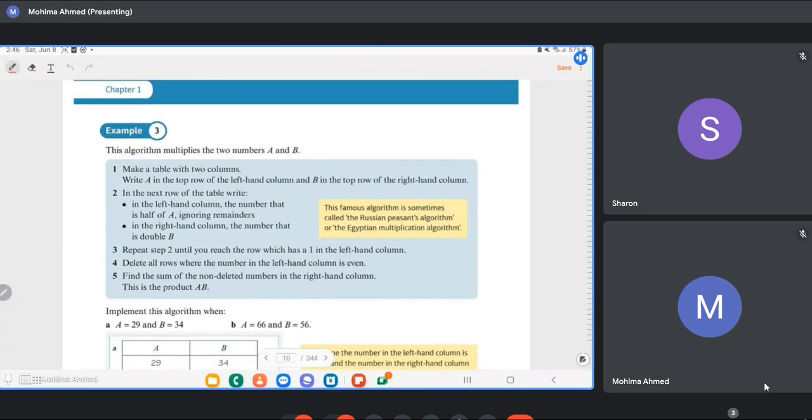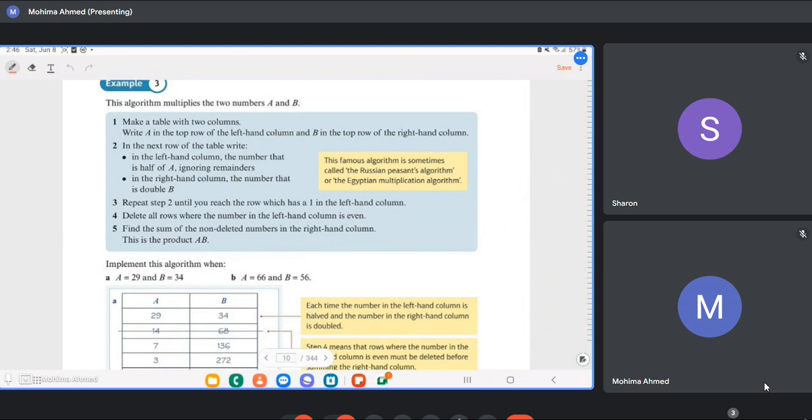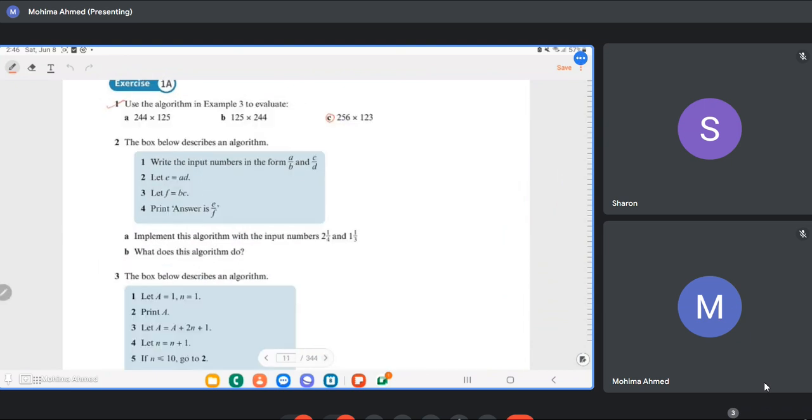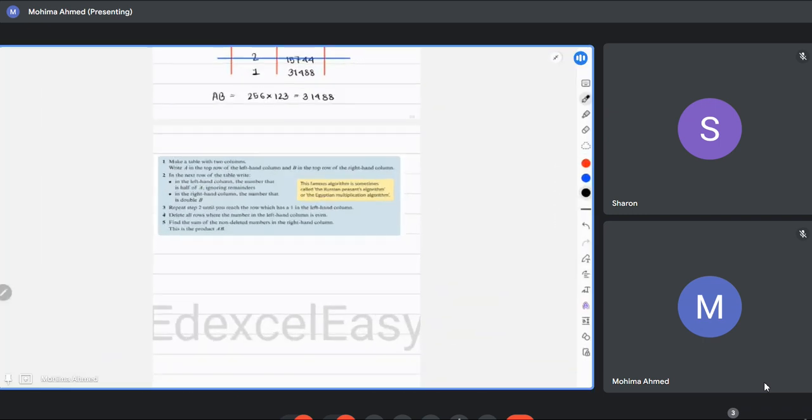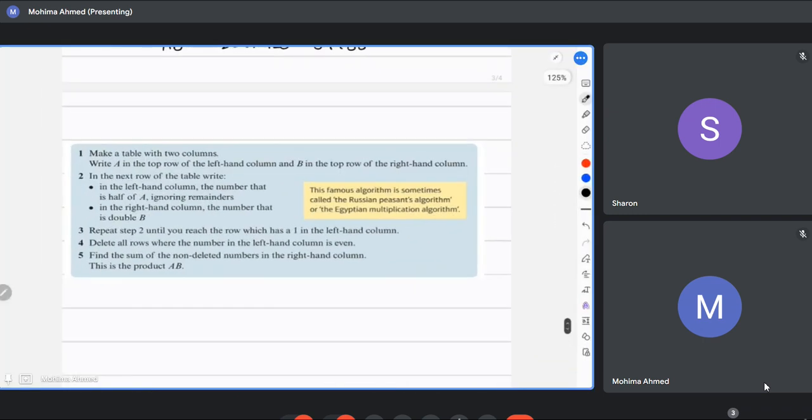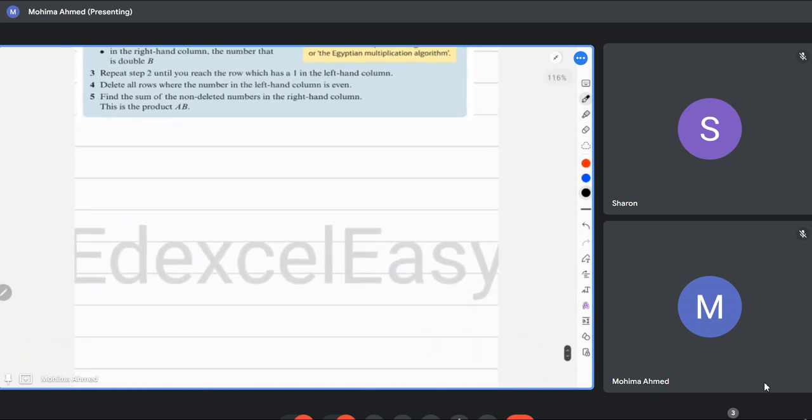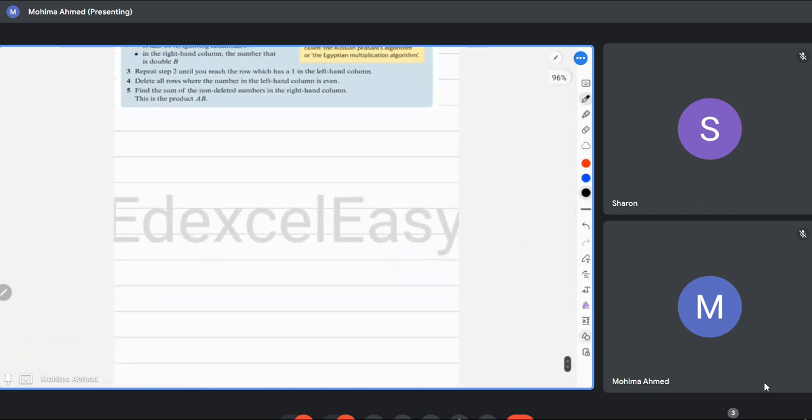Okay, let's just do another example for this same part. You have 125 and 244, right? So we can start with that, 125 and 244. Now again, our first part would be to create two columns, one with A and one with B.